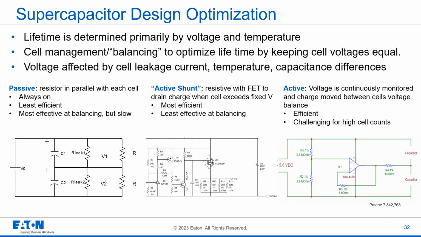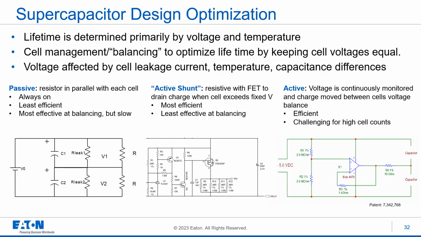An active shunt uses a FET to turn on at a fixed voltage, but then it is a resistive discharge. The voltage turn on is typically near the rated voltage, so balancing is somewhat limited if the operating voltage is below the rated voltage, as is typical to meet lifetime requirements. The system protects against overvoltage, but does less balancing. It's the most efficient since it is not balancing most of the time.